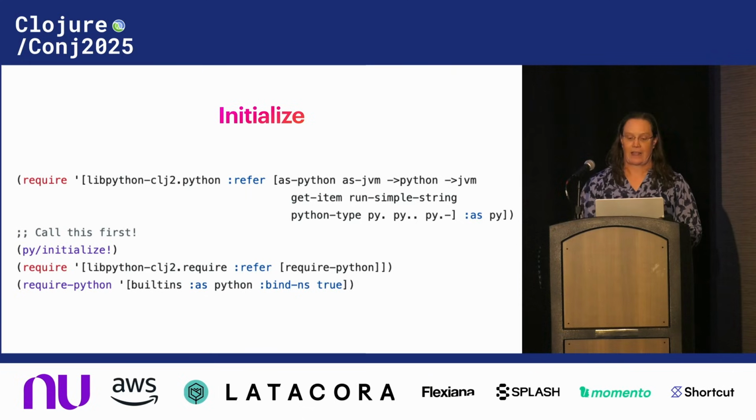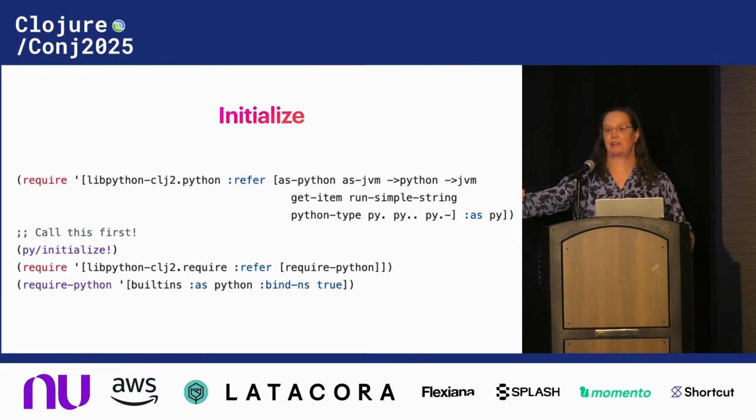So we'll start with a standard require, libpython-clj2, and here I'm just referring to a number of the really common functions and macros that we want to use in there. And you'll notice that I'm saying call this first, that py initialize. If I do anything after that, this is where it's going to start loading libraries out of your system.